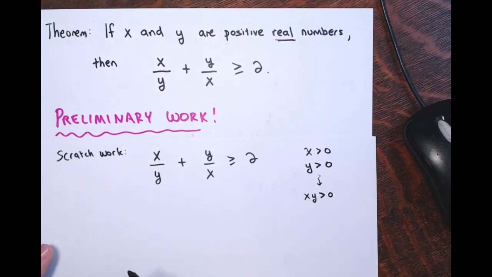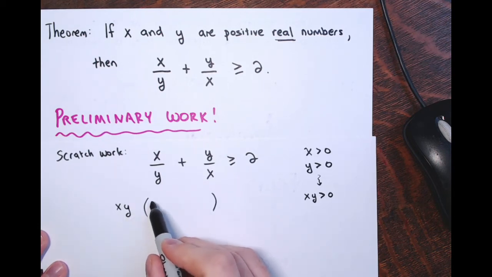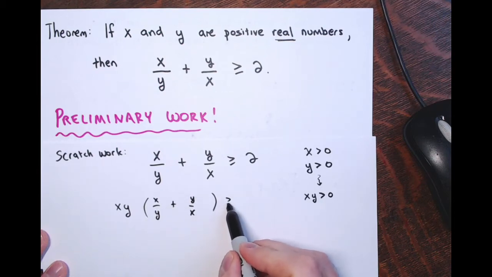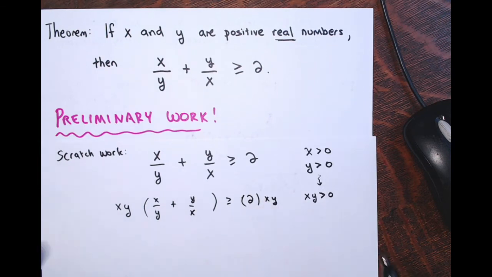And then this is another algebra rule. I could take this inequality here and multiply both sides by xy. We have x divided by y plus y divided by x greater than or equal to 2, and again, take this side here, 2, and multiply it by xy.